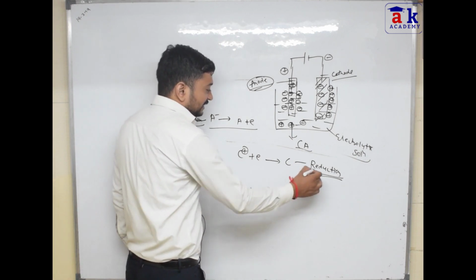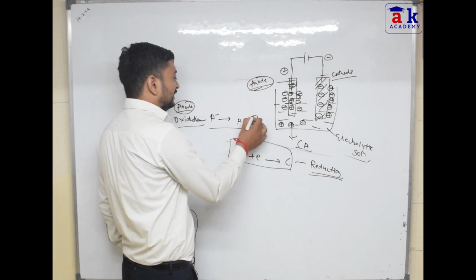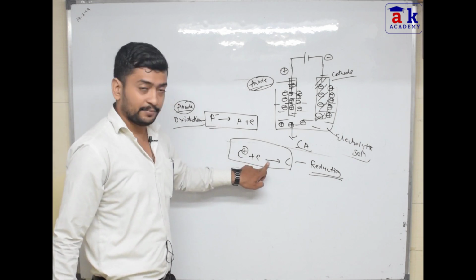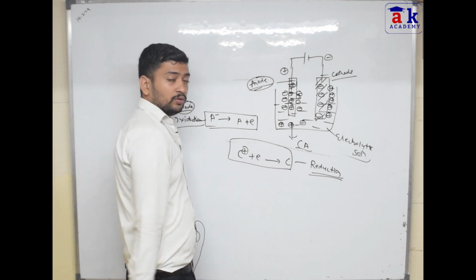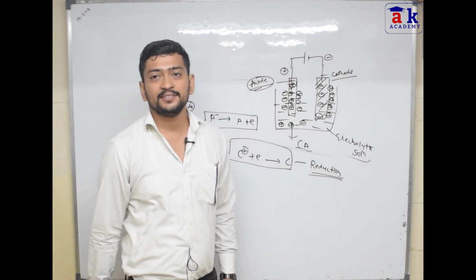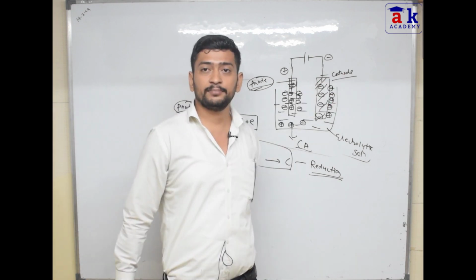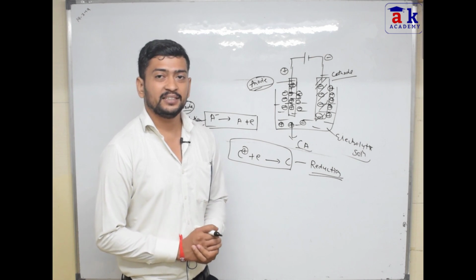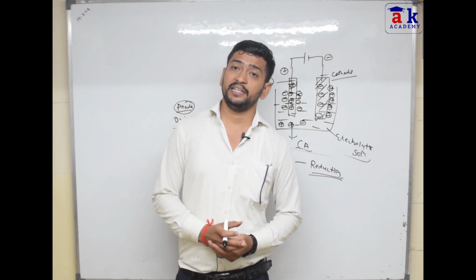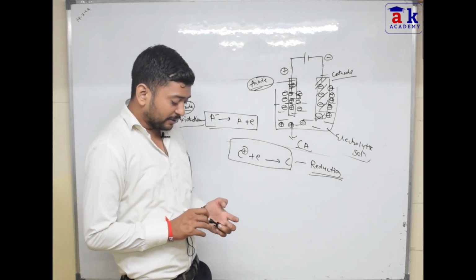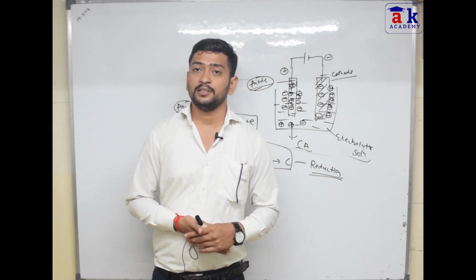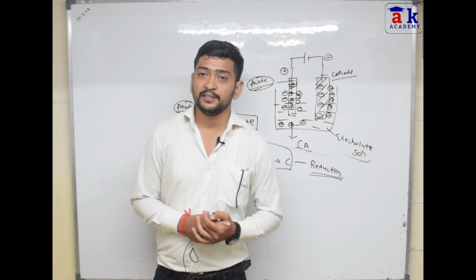So in this case the reduction reaction is occurring and in the other case the oxidation reaction is occurring. Here we have the oxidation reaction, here we have the reduction reaction. The electrode on which the reduction reaction takes place is called the cathode. So here we will have the cathode. I hope you understood the basic mechanism of this electrolytic cell, how the electronation and de-electronation take place. Now we will talk about the spontaneity of the reaction.